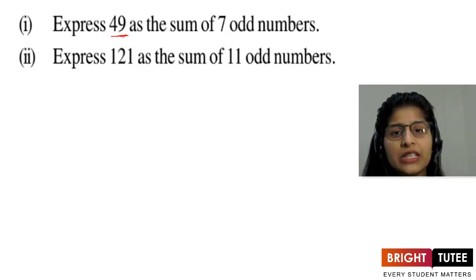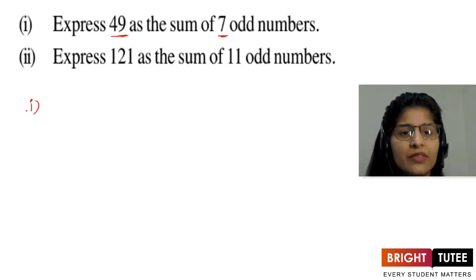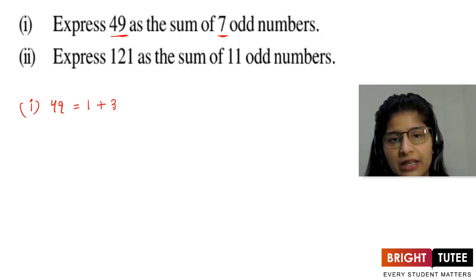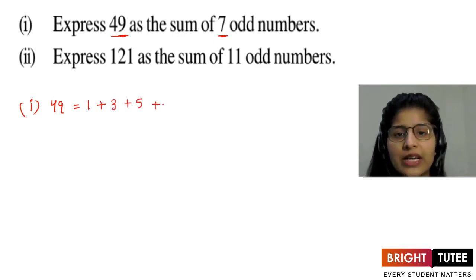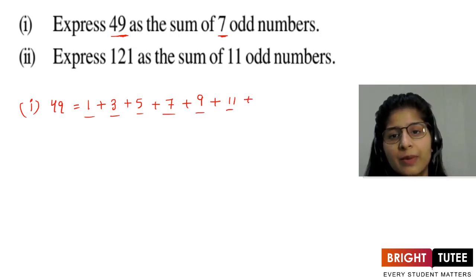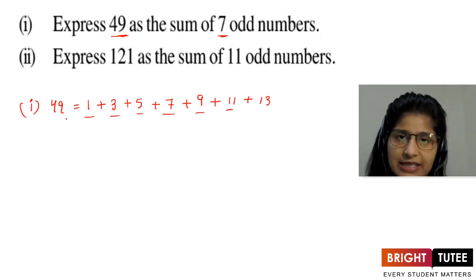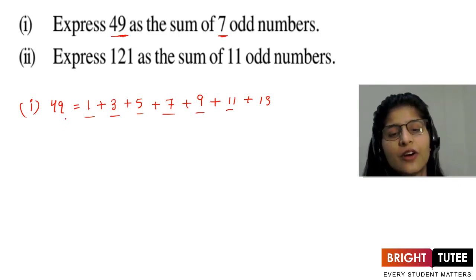You have to express 49 as the sum of 7 odd numbers. Why only 7? Because 49 is a square of 7. So 49 will be written as, starting from 1, 1 plus 3 plus 5. Next one is 7. After 7, the odd number is 9, then it is 11. How many are these? 1, 2, 3, 4, 5, 6, and plus 13. When you add all these, you get 49 as the answer, right? So we have expressed 49 as the sum of 7 odd numbers.